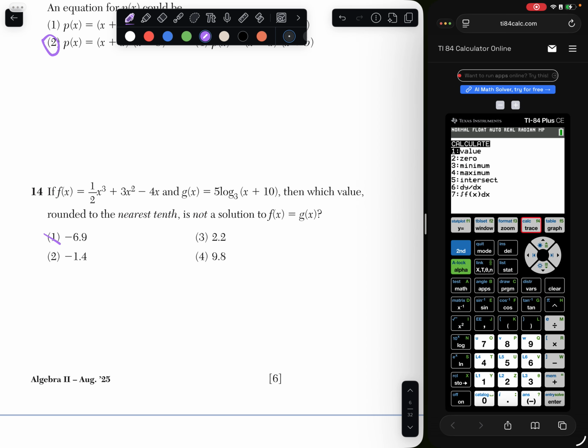Let's do it again. Second calc and then intersect. And then I'm going to actually do it here now. Okay, negative 1 point something. So that's not that. And then the last one, second calc, intersect. I'm going to move over here now.